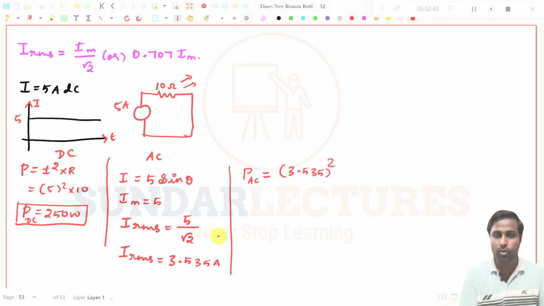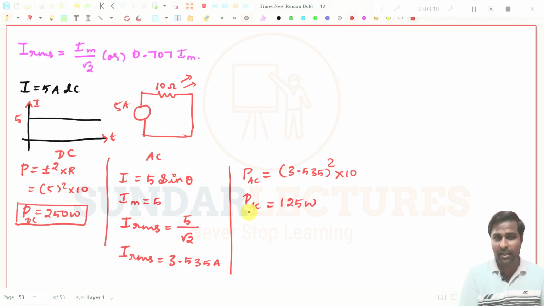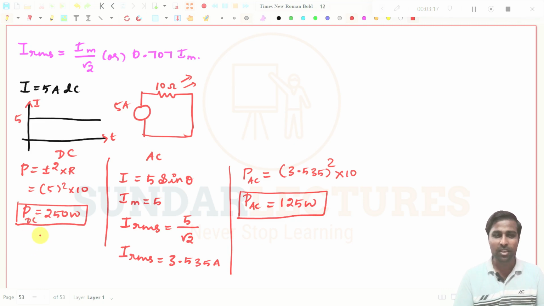3.535 the whole square. That is the current value into the 10 ohms resistor. So this value comes out to be P by AC, which will be around 125 watts. See, we are not getting the same answer, right? Here we are getting 250 watts of power for 5 amperes of DC.